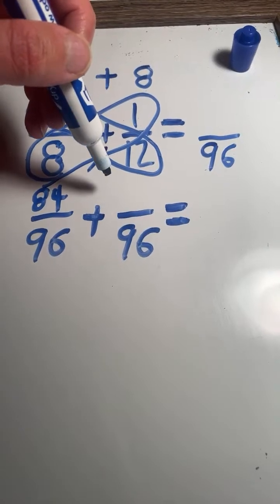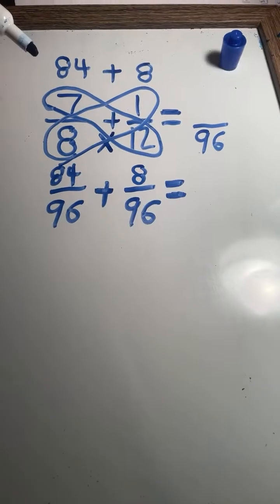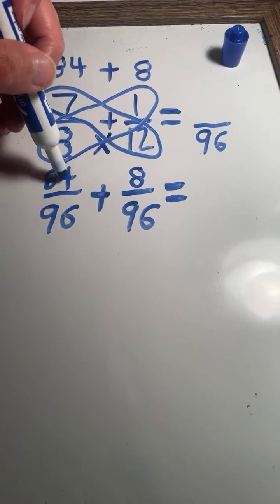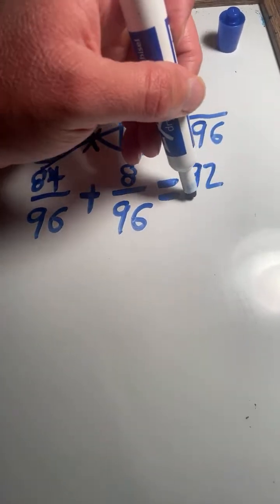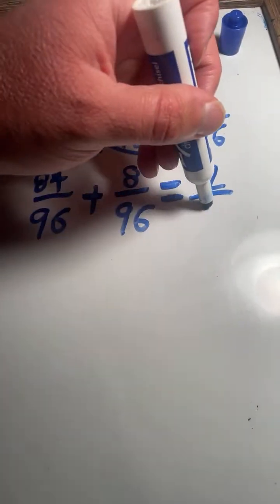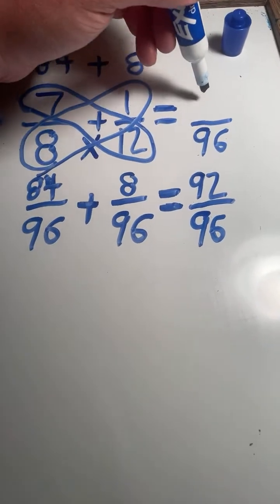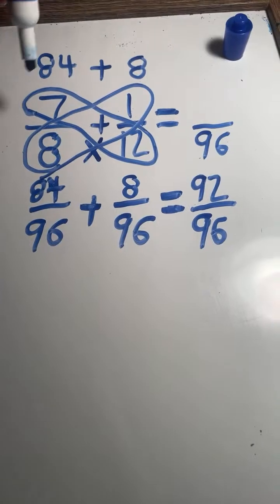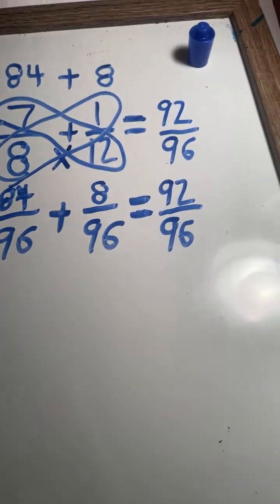plus 8/96. So 84 plus 8 equals 92. Denominator stays the same, and we have our answer. 7/8 plus 1/12 equals 92/96.